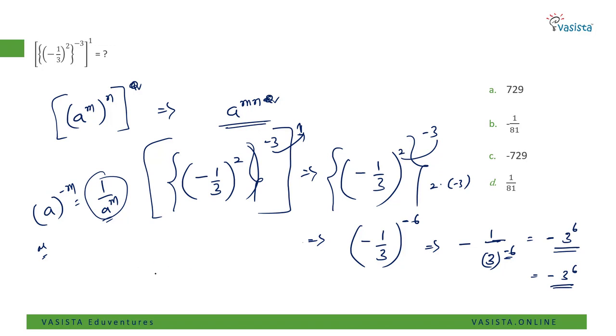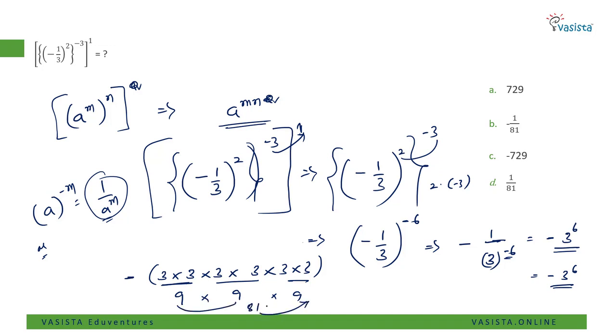What is 3 to the power of 6? Let me just check here. Multiply 3 with 3, six times. 3 times 3 is 9, and 9 and 9, so 9 multiplied with 9 gives us 81. That multiplied with 9: 9 ones are 9, 9 eights are 72, so 729 is the answer. Option A is the right one.